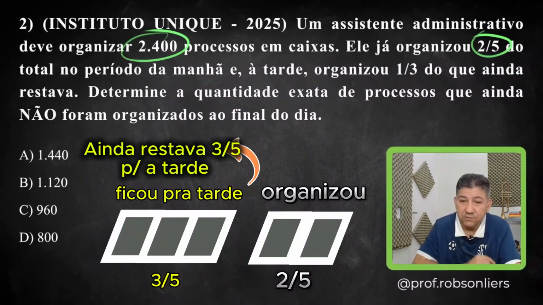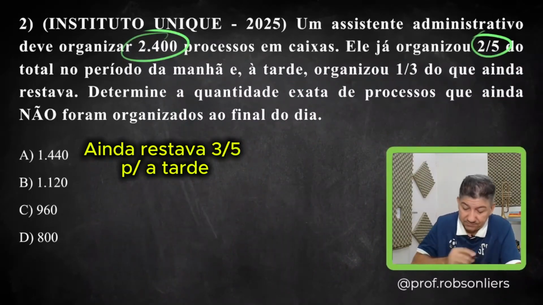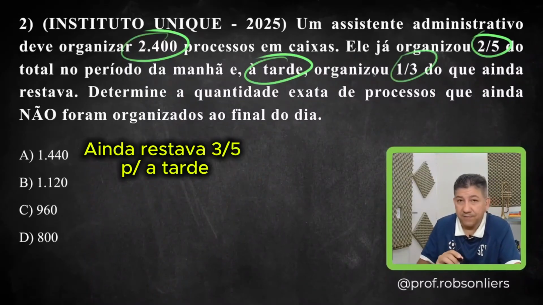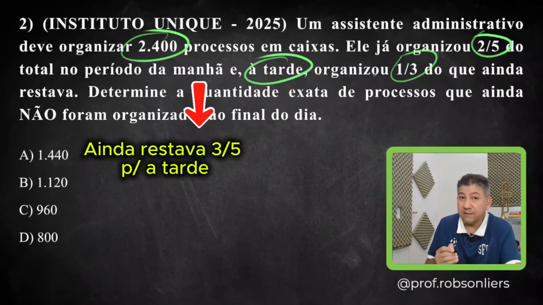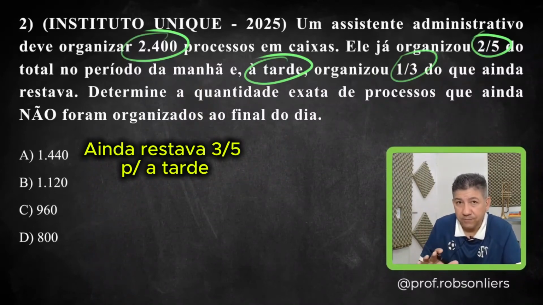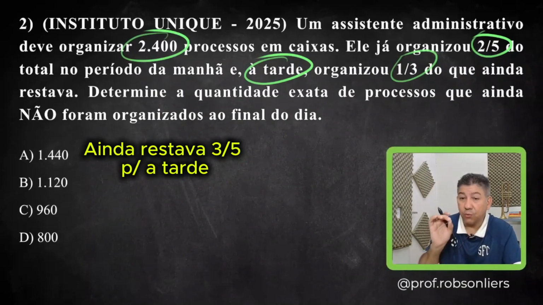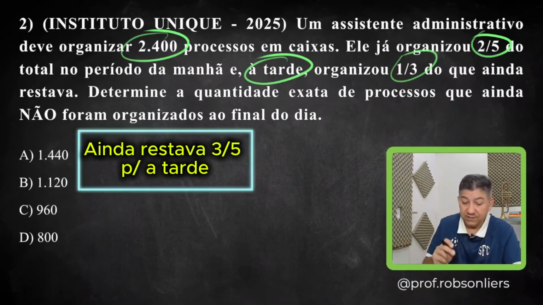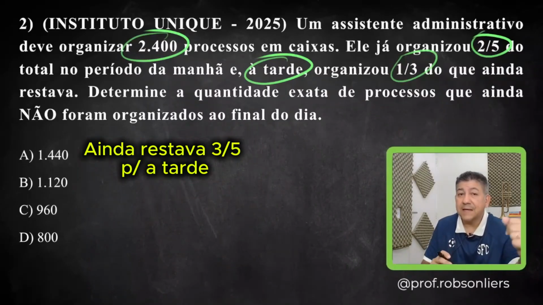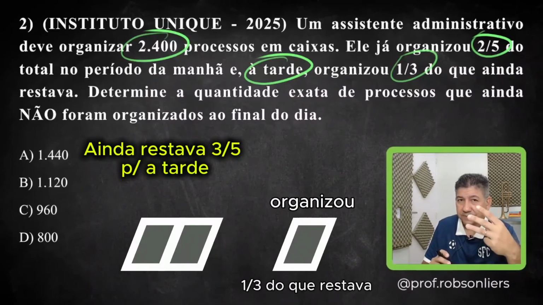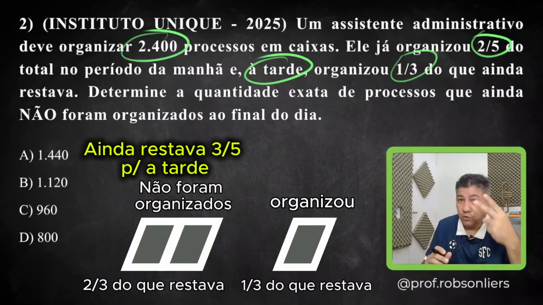The question continues as follows. In the afternoon, he organized 1/3 of what was still left. Well, what was still left? 3/5, right? To be organized in the afternoon. Now think with me for a moment. In the afternoon, he organized 1/3 of that 3/5. He organized 1 part out of a total of 3 parts. So there are still 2/3 left to be organized, 2 parts out of a total of 3.